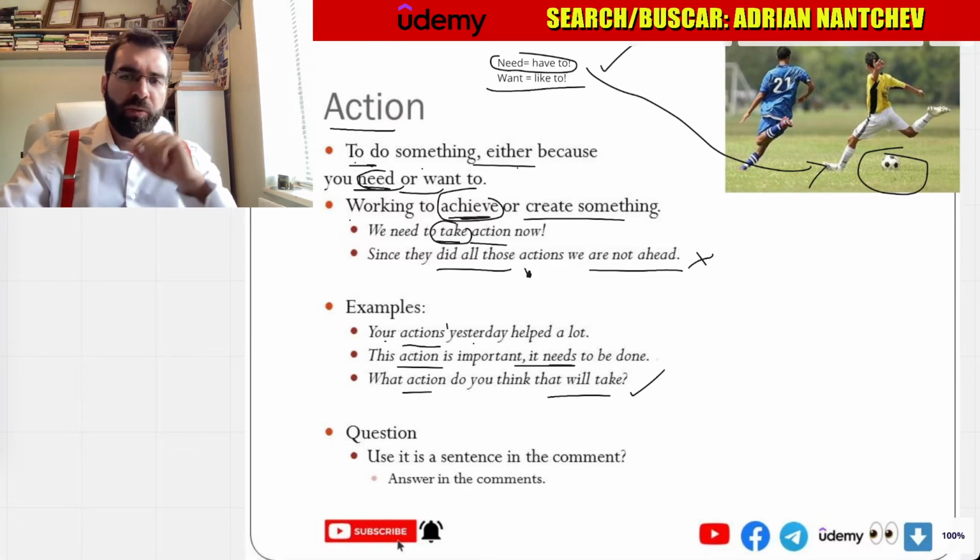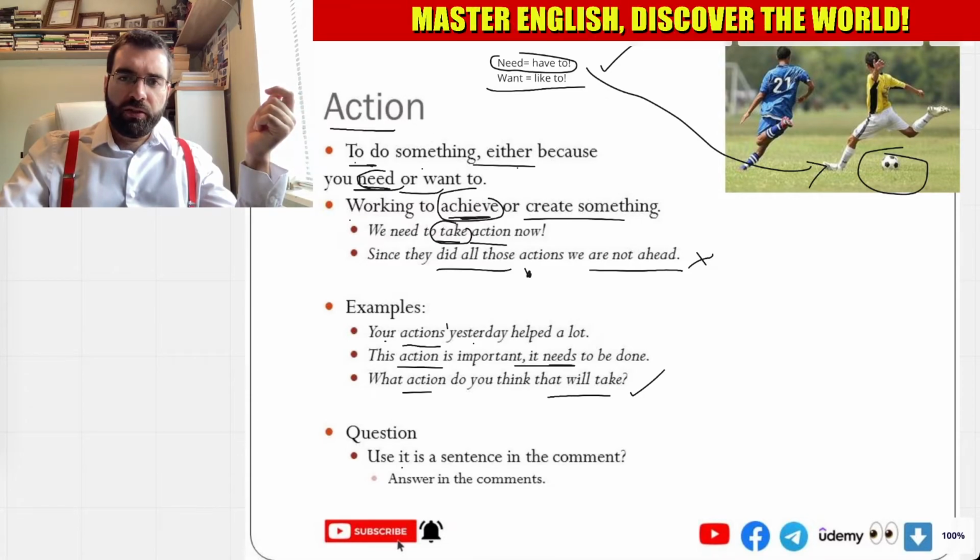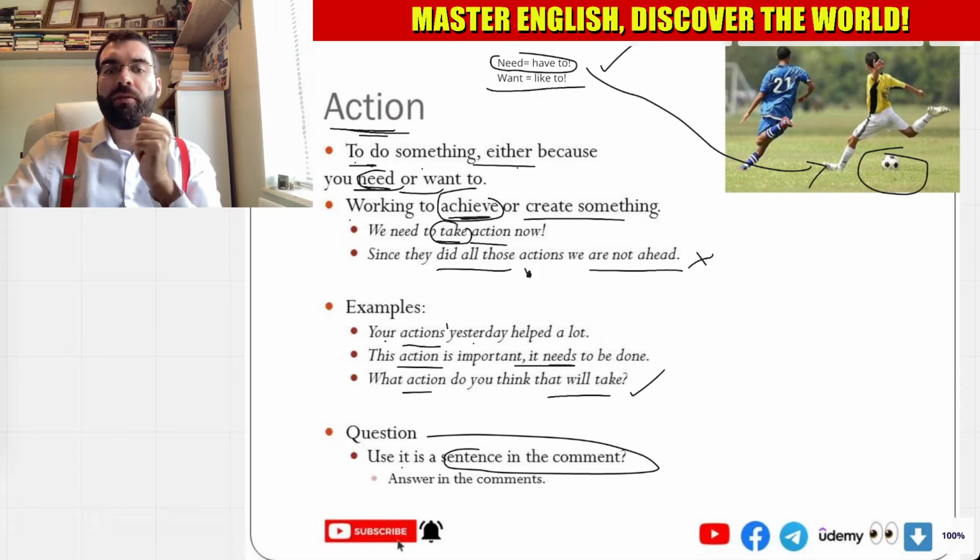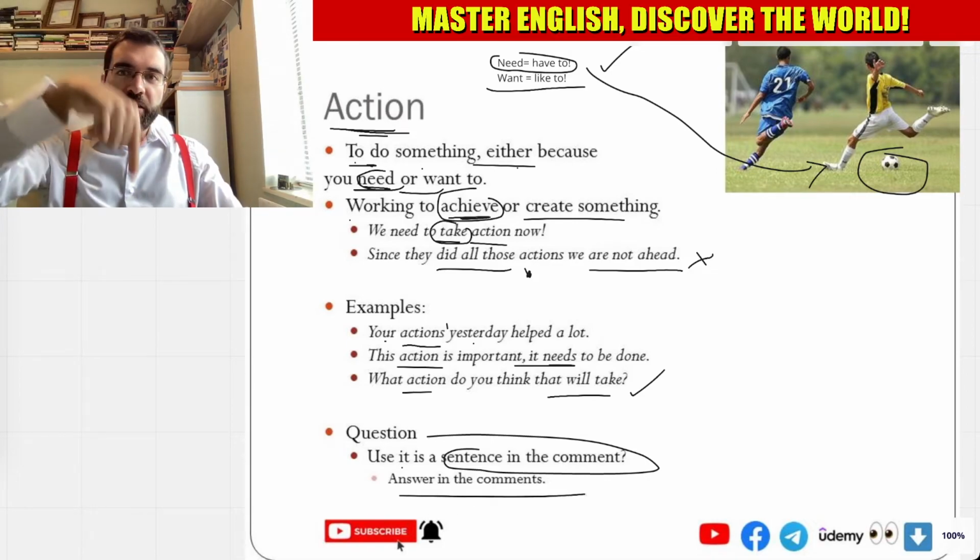And what about you, language explorers? Can you use action in a sentence? Answer in the comments below.